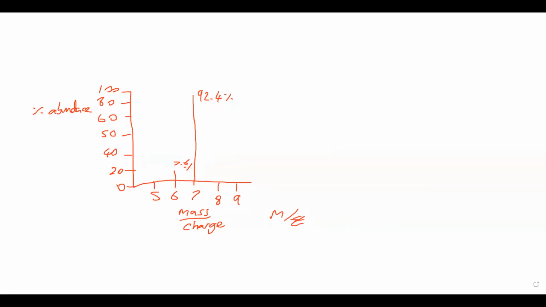So we're asked to work out then the atomic mass of lithium. So we can see that our percentages add up to 100, so we can do the exact same method as before. We can say that we've got 7 times 92.4%, and we're going to add that to 6 times 7.6%.